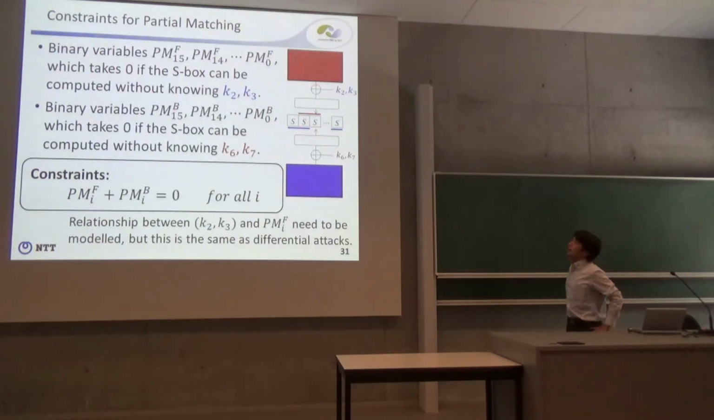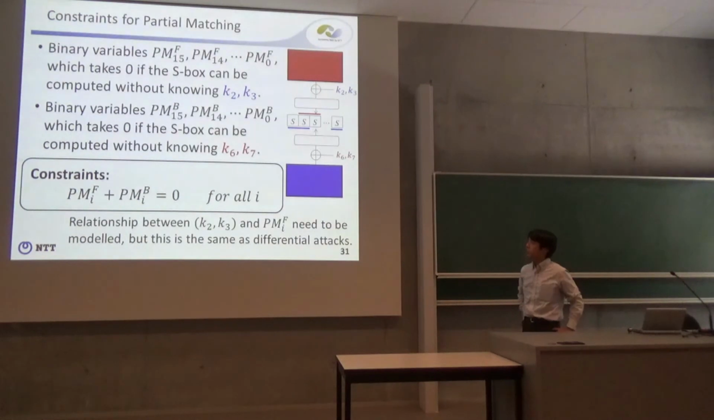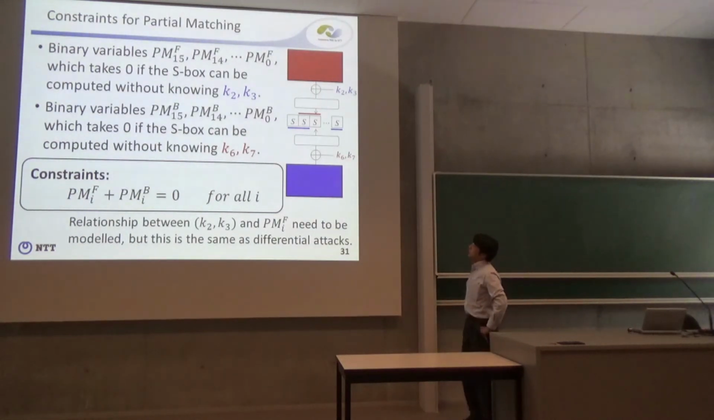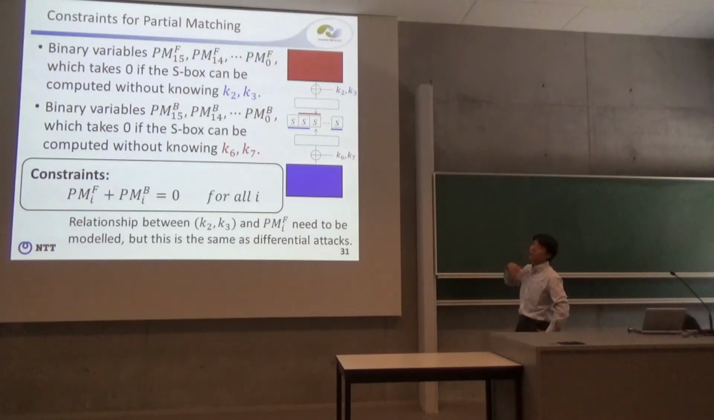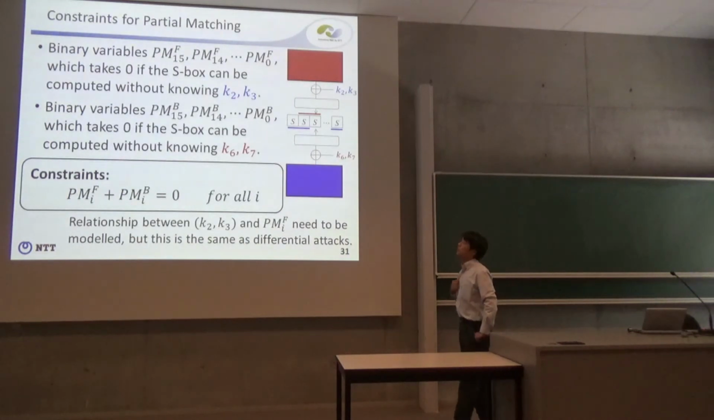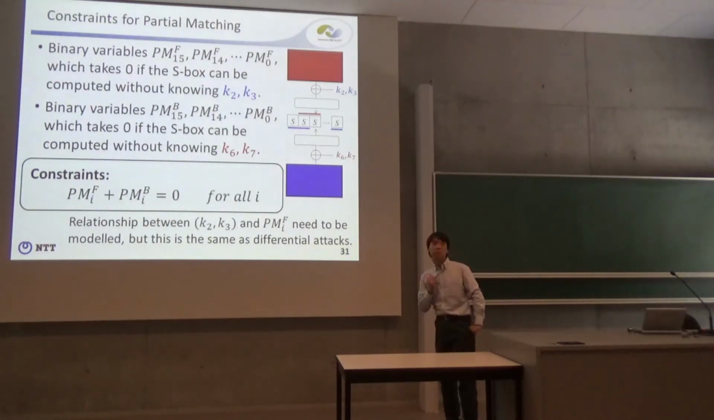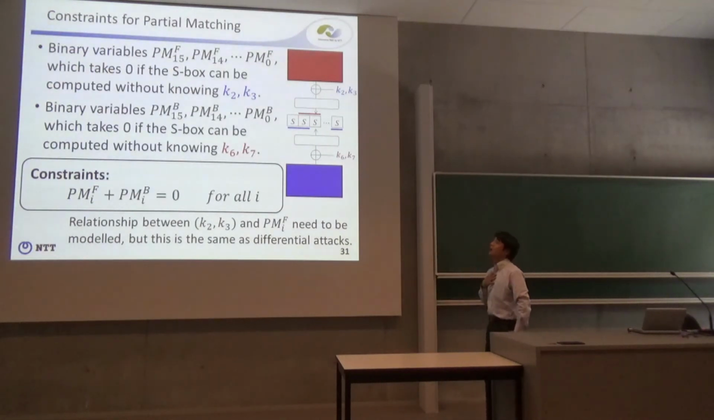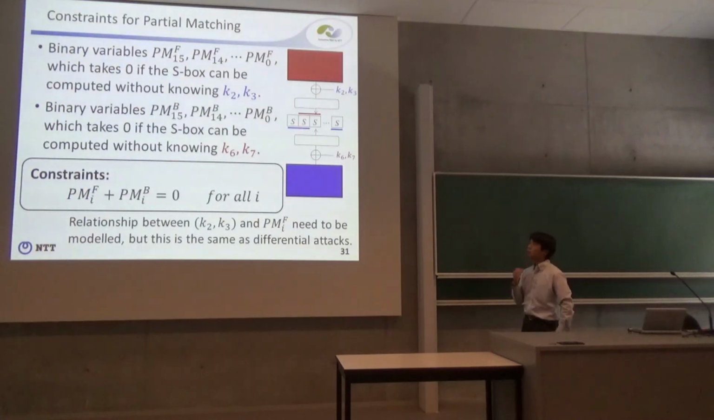Okay, and then we do the same for the partial matching. So in the figure on the right hand side, the forward computation comes from the top, and you lose some information due to the key addition. And after some rounds, you still want to check the internal state. We introduce binary variables like partial match forward 15, partial match forward 14, and so on, which takes 0 if this box can be computed without the knowledge of K2 and K3. So intuitively, we want a lot of zeros this time.